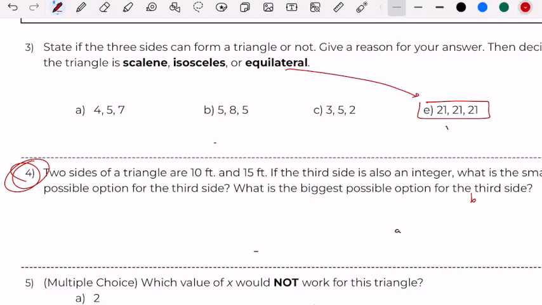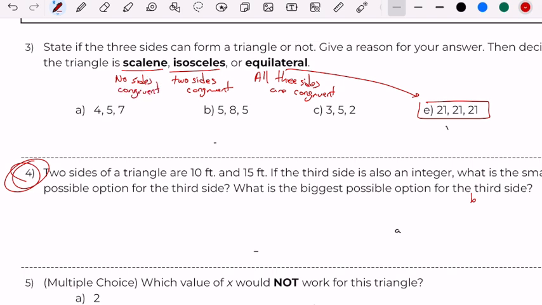What does equilateral mean? Equilateral means that all three sides are congruent. What does isosceles mean? Isosceles means that two sides are congruent. And scalene means that no side's congruent. That all sides are different.